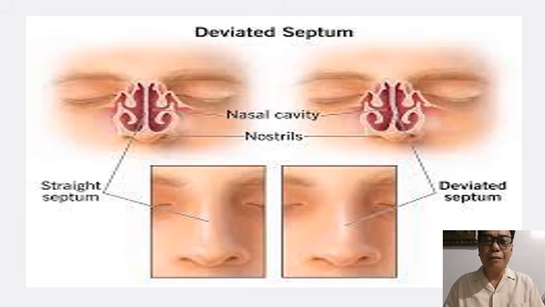So possible etiology why we could experience that is first trauma. Second, it could be secondary to congenital disproportion. So usually it happens in which the size of the septum is not proportional to the size of our nose. So that's the normal thing.